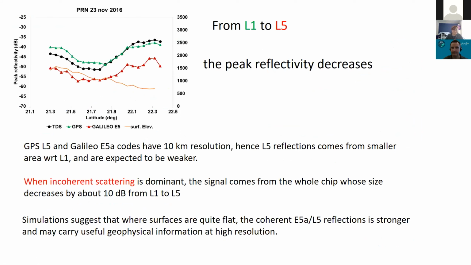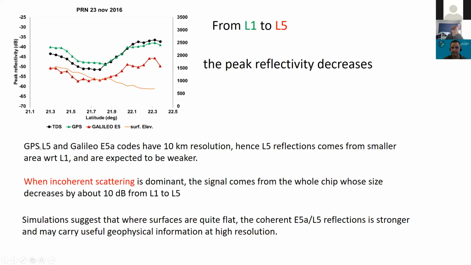Finally, some simulation of L5 measurements. We see that going from L1, the green simulations, to L5, the red one, the peak reflectivity decreases. Indeed, GPS L5 and Galileo E5 codes have 10 times higher resolution. Hence, L5 reflections come from a smaller area with respect to L1. And this is why the L5 signals are expected to be weaker.